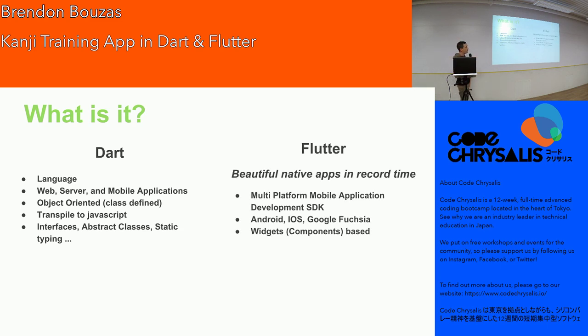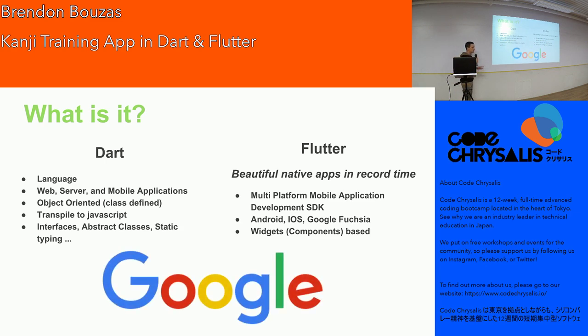The second one, Flutter. It's a framework with which you can build from a single code base two mobile apps, one on Android, one on iOS. And of course, the common point of these two things is that they both come from Google. It's been made by Google, and that's actually one of the main points of interest.